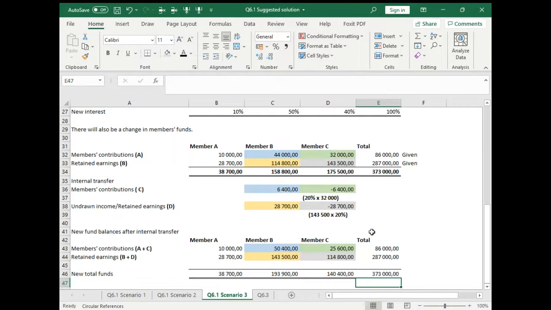Okay, so that is how, if there's an internal transfer, it differs. You literally just move information between B and C, and the remaining members' information stays exactly the same.